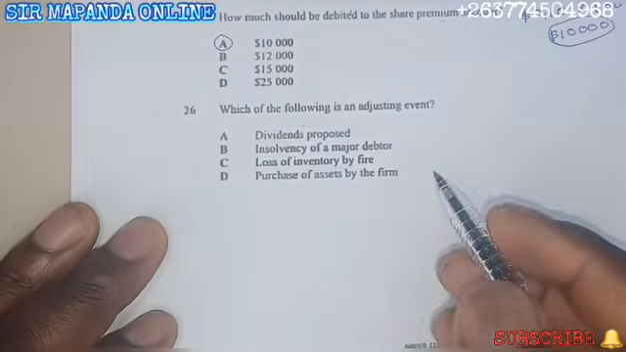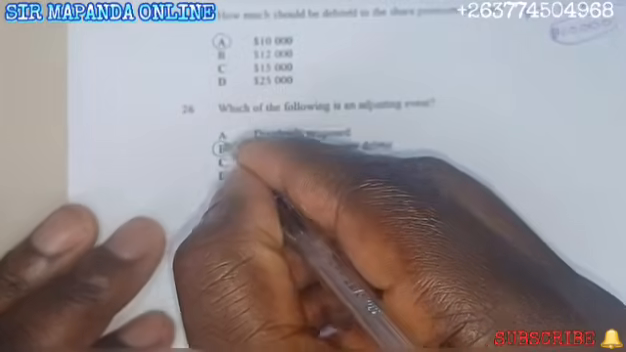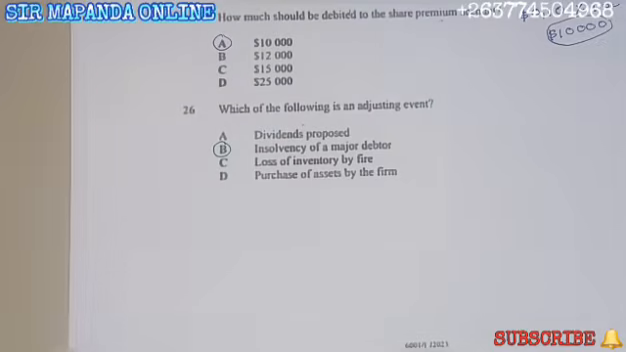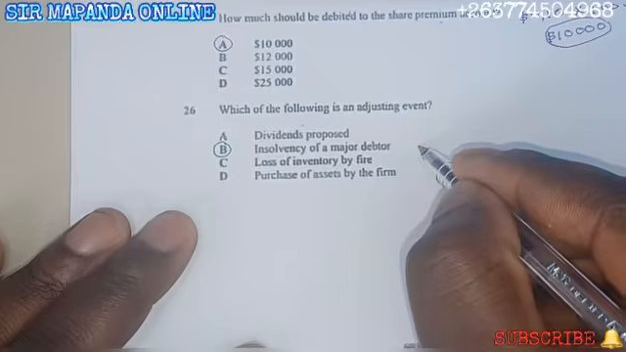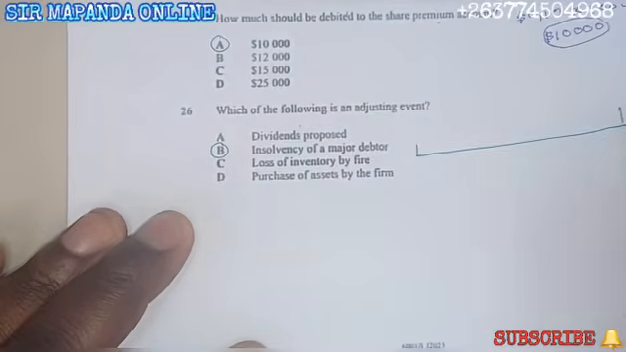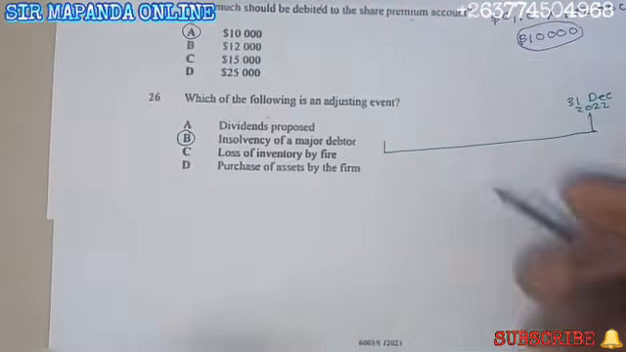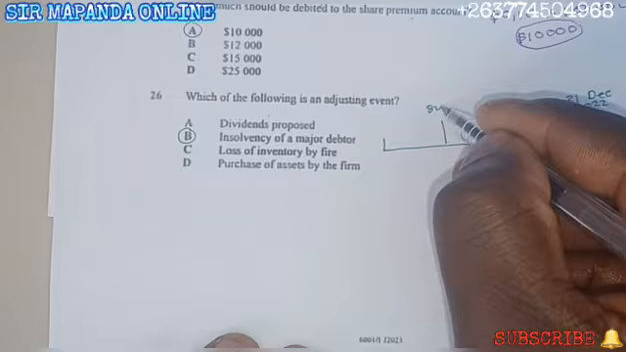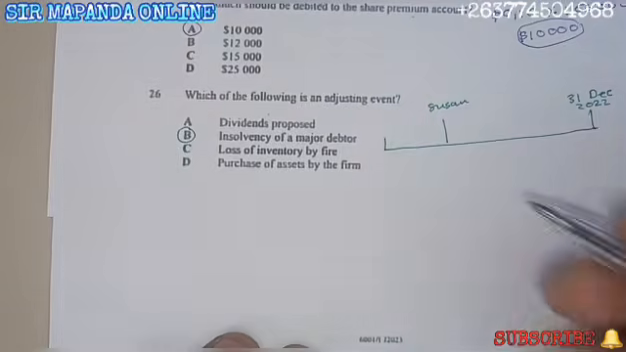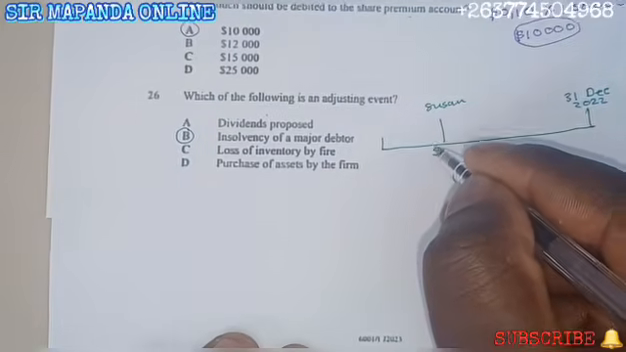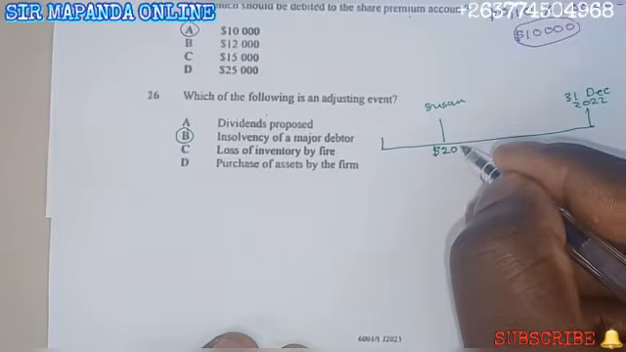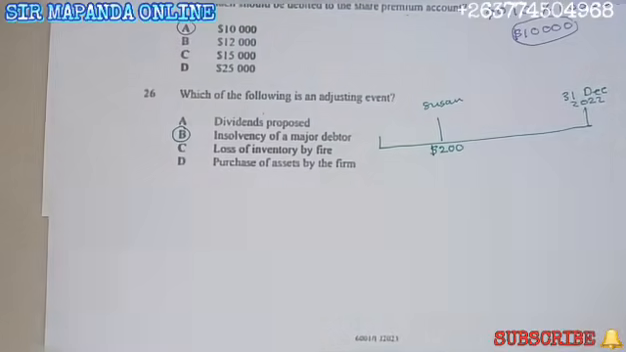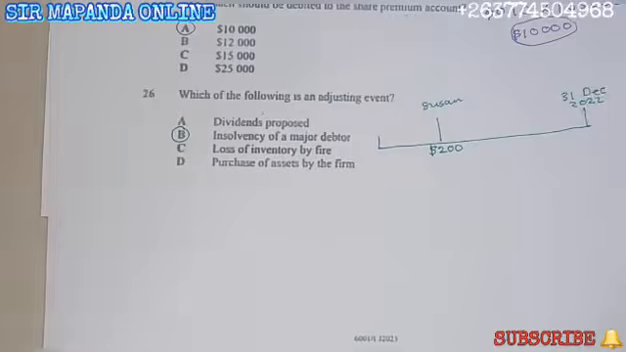So here, our answer is B, which is the insolvency of a major debtor. I want you to notice something. Let's say this is the timeline, and this is 31 December 2022, something like this. We have a customer by the name Susan, right? Susan bought goods on credit, maybe for 200. I hope you are following.